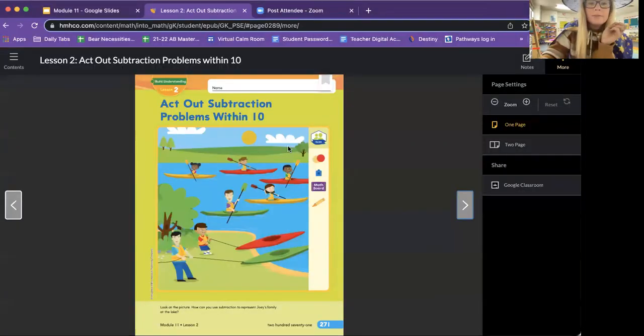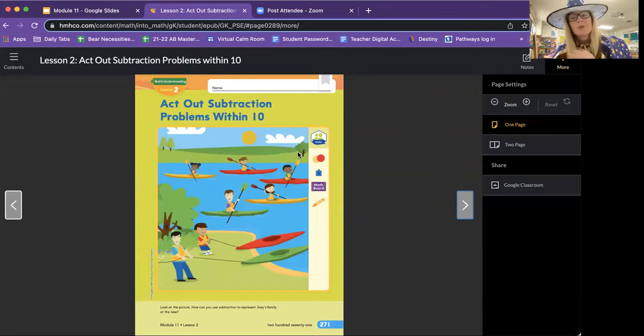All right, let's get started on our math lesson. Module 9, lesson 2. All right, here we go. Act out subtraction problems within 10. That means we've been working with numbers up to 10. So now we're going to do within 10. A few modules ago, we did subtraction within 5. Okay, so remember in subtraction that when you hear the story, the biggest number is the number we start with.